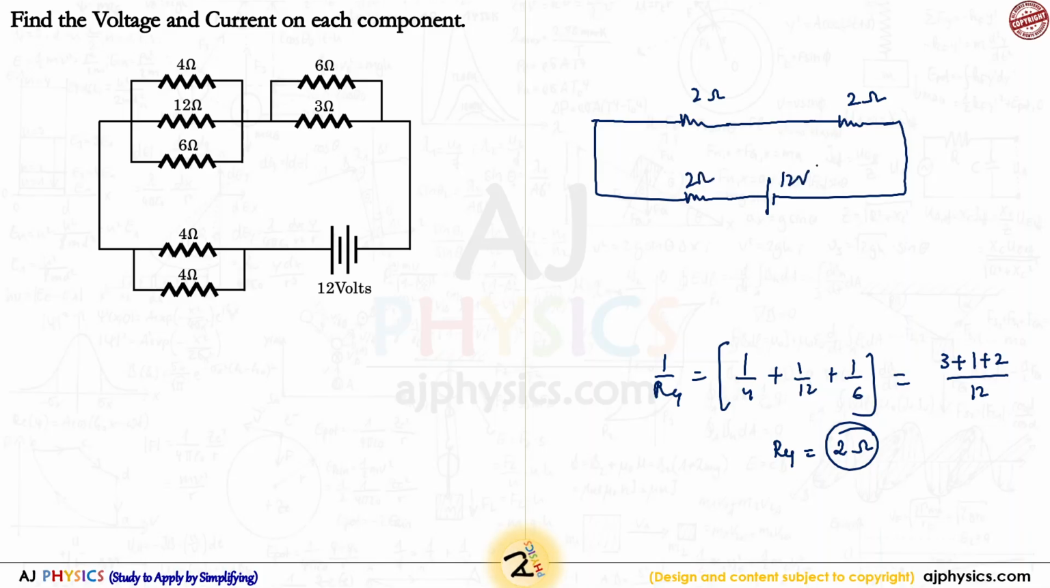Okay, so that's it. Now let's get towards the currents. So 2, 2 and 2 will add to 6. So 12 is equal to I multiplied by 6, so I will be 2 amps. That is the current flowing in the circuit, 2 amps. Let's go further.